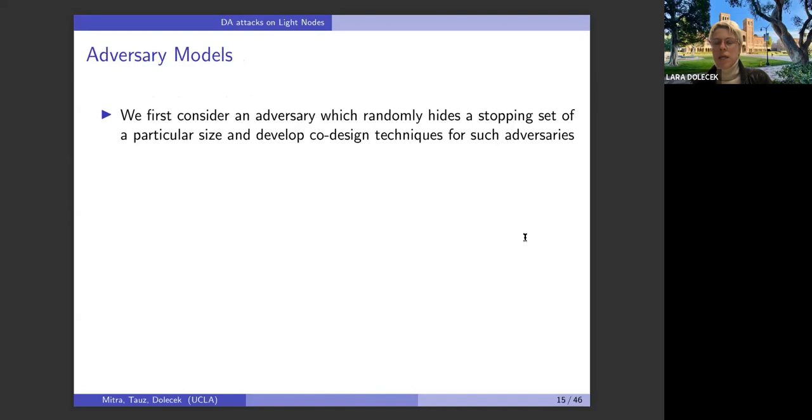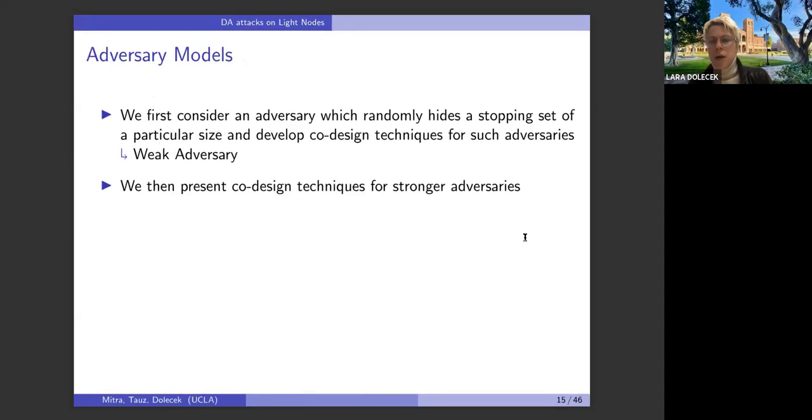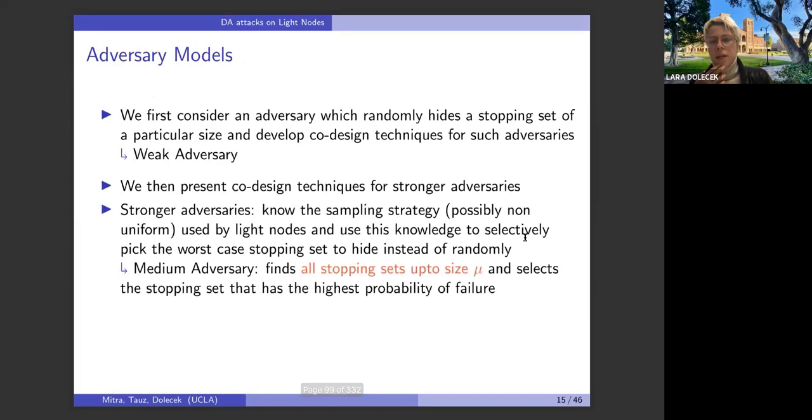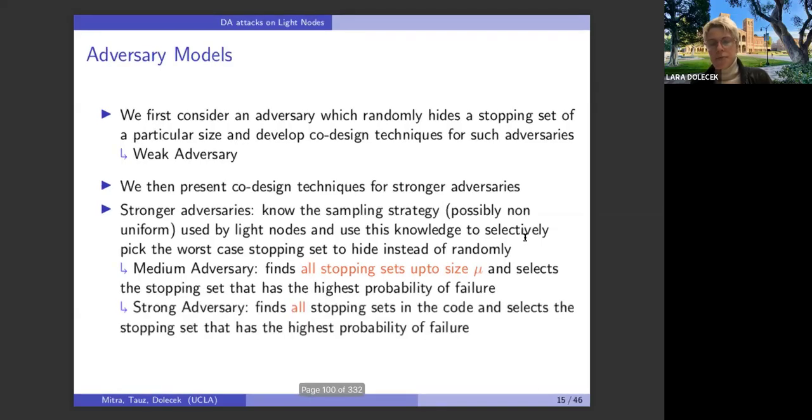So what are the adversary models that one can consider? We first considered an adversary that randomly hides a stopping set of a particular size, and we have developed co-design techniques for such adversaries, which I will describe. We refer to them as the weak adversary. We also will present co-design techniques for stronger adversaries, where we have 2 versions. We have a medium adversary that is capable of finding all stopping sets up to a certain size mu, and it will in fact hide the one that has the highest probability of failure.